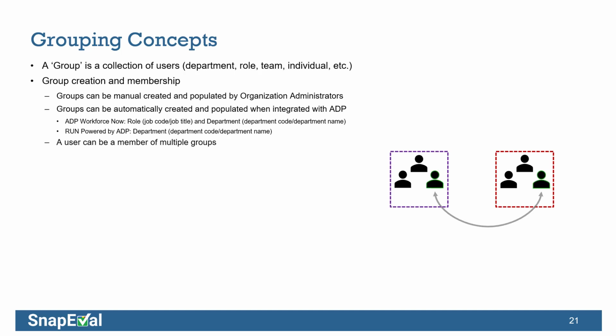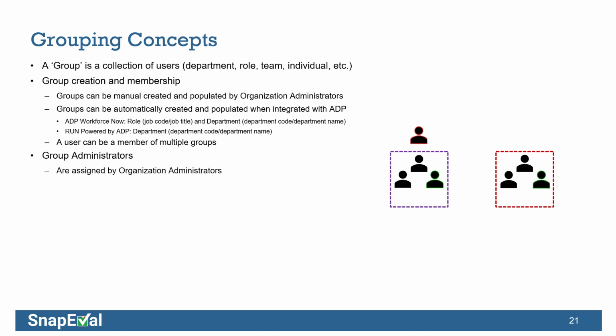A user can be a member of multiple groups. And of course, you would expect this, like we just talked about. If you're an individual, you probably have not only a job function, but you're also a member of a particular department. So here you see our two groups, and the person outlined in green is a member of both groups.